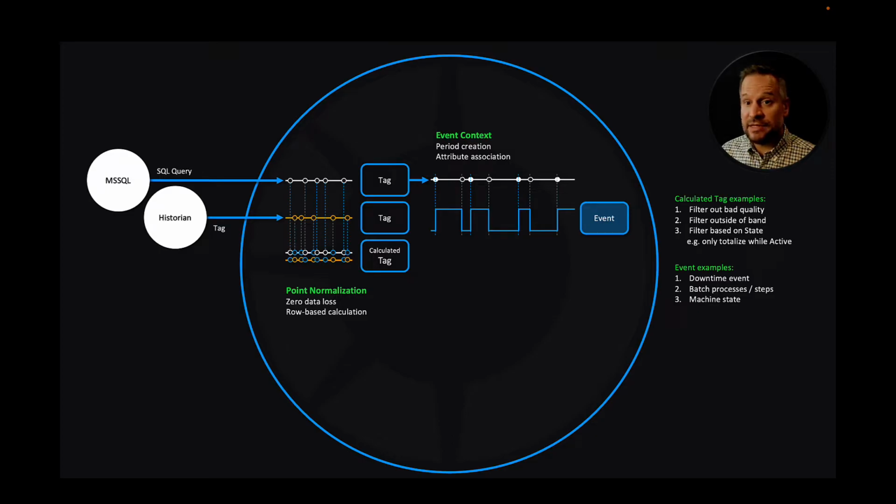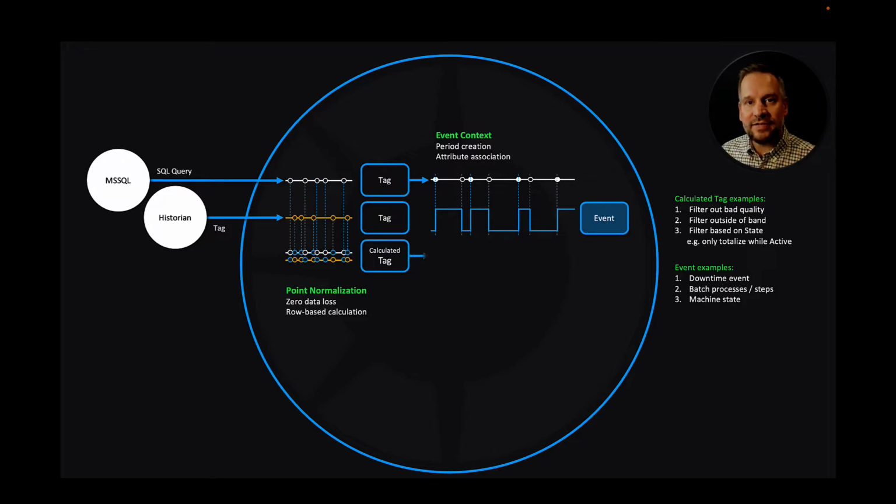The tags that I've been connected to and the calculated tags that I am creating in Flow aren't being recorded inside of the Flow database. We're letting the original raw data stay in its database, and we're running those calculated tags in stream. So when I have an event, not only am I able to store the start and the stop times and the duration of the event, I'm also able to record other attributes of that event.